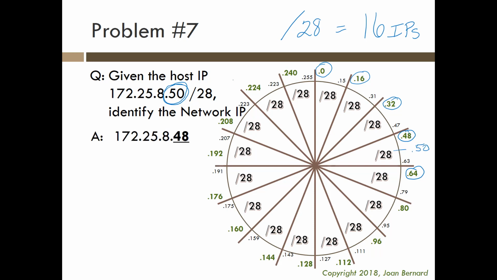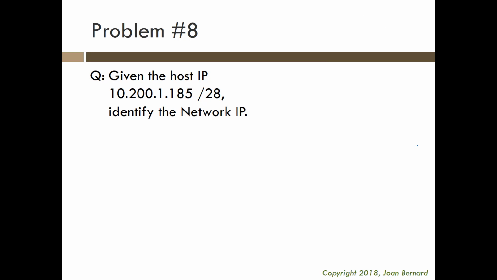So the answer is 172.25.8.48. So .48 is the network IP for that device that was given the IP address and the subnet mask of 172.25.8.50/28.